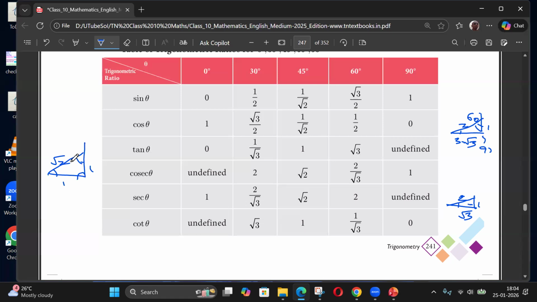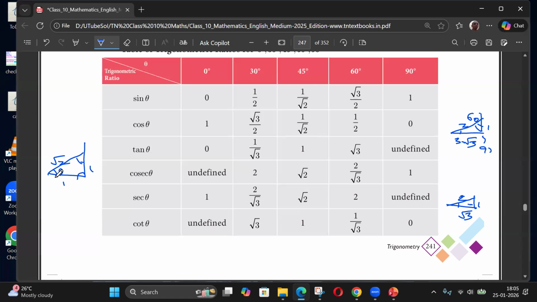1 square plus 1 square, and then take the square root. Okay. So from this, I'll get this. So sine 45 is 1/√2, which is same as cos 45. I call one of them as theta or 45 degrees. So sine is 1/√2 and cos is 1/√2. And then tan is 1/1.